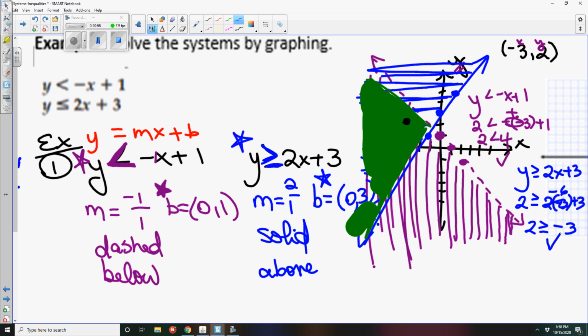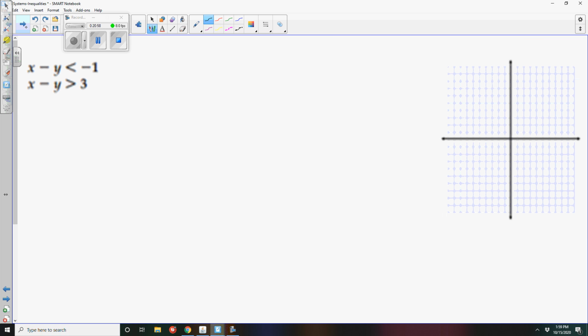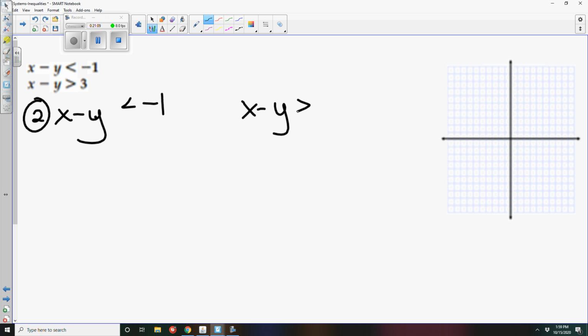So, example 2. I'll try to make sure to copy these down correctly this time. We've got x minus y is less than negative 1, and x minus y is greater than 3. Double check me, did I write them down correctly this time? Yeah, they're good. For both of these inequalities, what do we have to do this time?